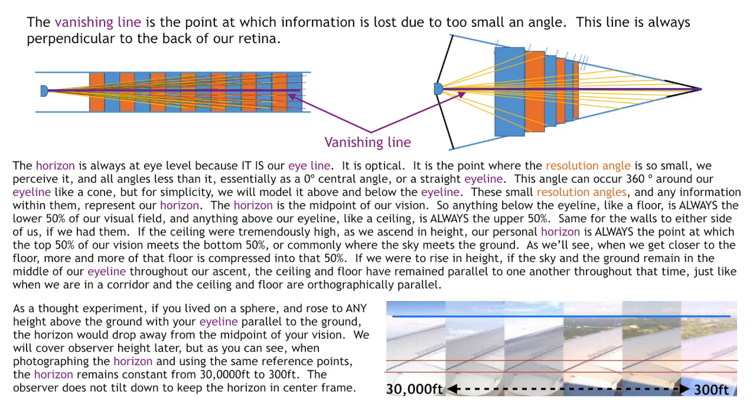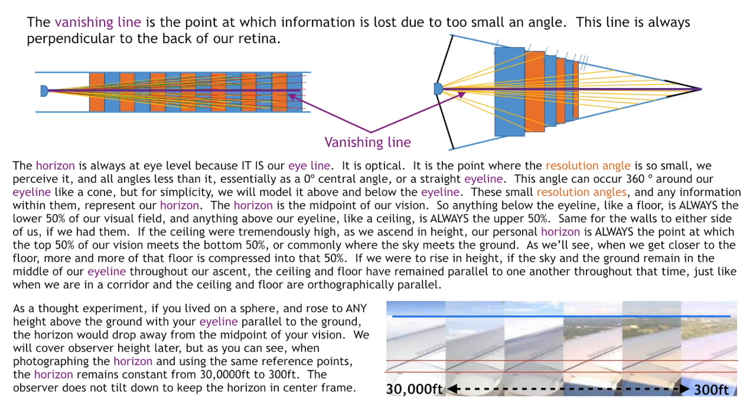This angle can occur 360 degrees around our eye line like a cone, but for simplicity we will model it just above and below the eye line. And these small resolution angles and any information within them represent our horizon. The horizon is the midpoint of our vision. So anything below the eye line, like a floor, is always the lower 50% of our visual field. And anything above our eye line, like a ceiling, is always the upper 50%. Same for the walls to either side of us if we had them.